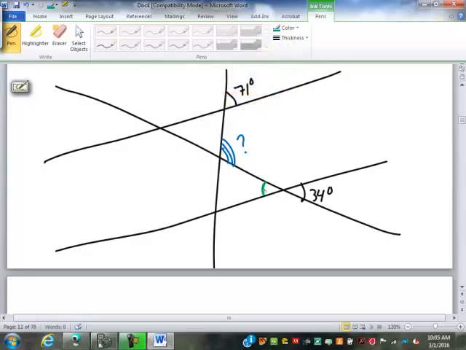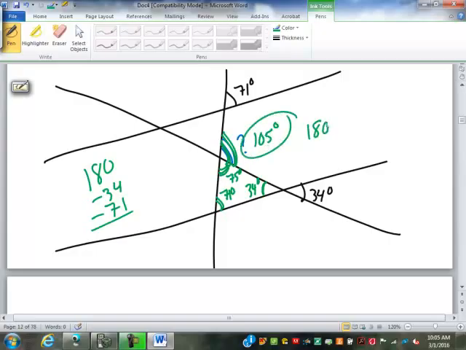What's this angle here? 34. What's this angle here? 71. So what's this angle here? 75. How'd I get that? 180 minus 34 minus 71. Yep. So 75 degrees. So then this angle has to be 105 degrees, 180 minus the 75, because they add up to a straight line, right? Feeling pretty confident about these? Good.